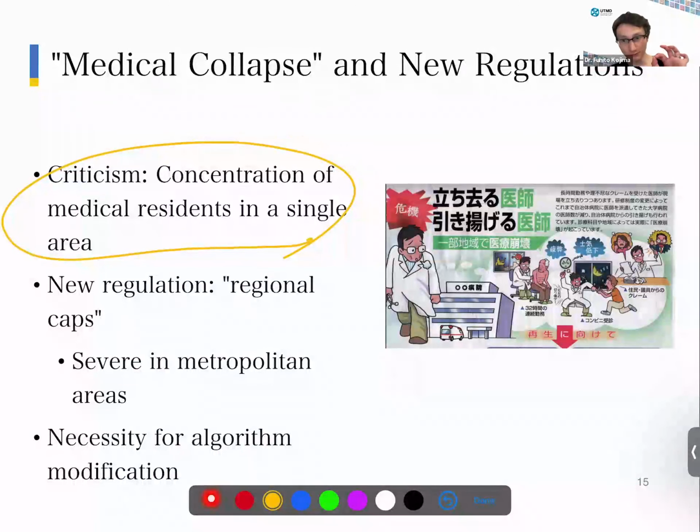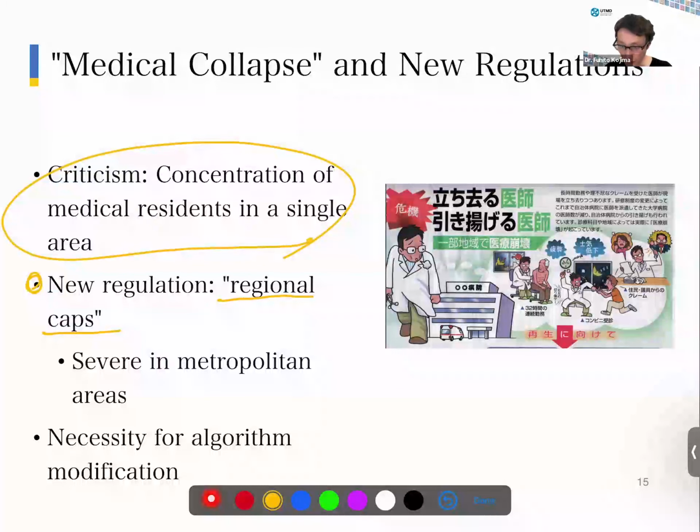But what is important for our purposes today is that this voice was so big that the government actually listened. The government introduced a new regulation beginning in 2009, I think, 5 years after the introduction of the medical match. What the government introduced is what I call regional caps. For each prefecture of the country, there are 47 of them, the government sets an upper bound on the total number of medical residents who can be placed in hospitals in that region.